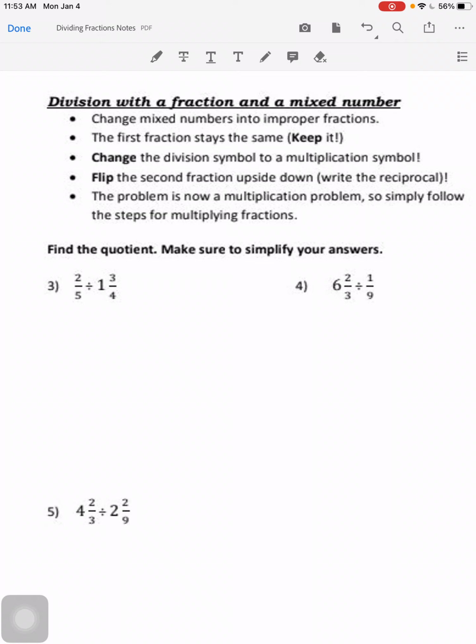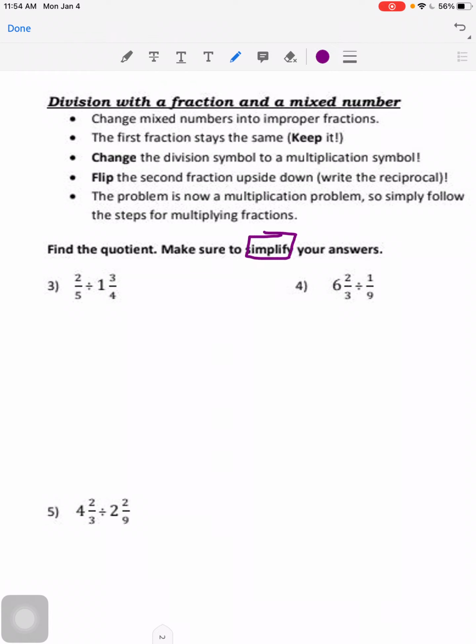And then the first fraction stays the same, so we keep it. We change the division symbol to a multiplication symbol. We flip the second fraction upside down, which is known as the reciprocal. And the problem is now a multiplication problem. So we simply follow the steps for multiplying fractions. Our directions say to find the quotient, make sure to simplify your answers.